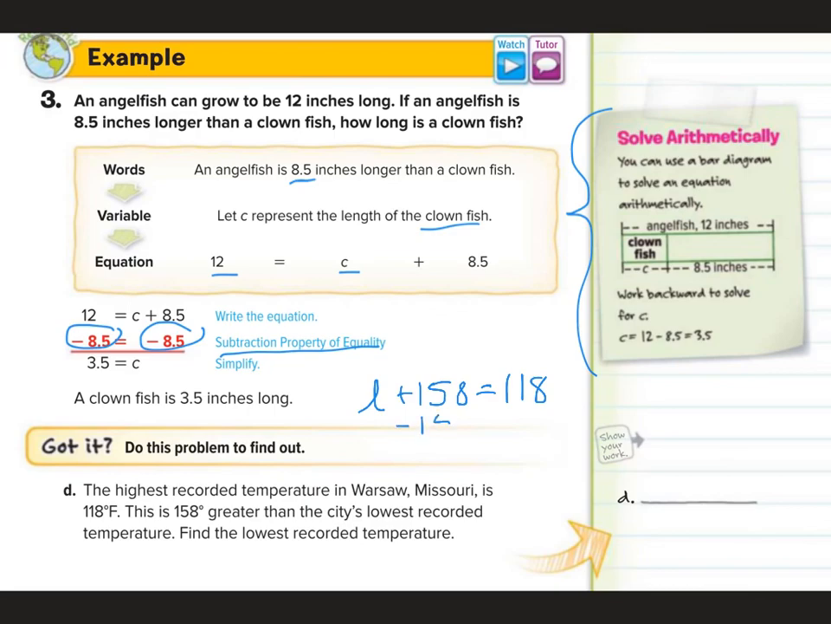So if I subtract 158 from both sides, I'll do some math on the side here because I know that if I take 158 minus 118, it'll give me the absolute value of my answer, and then the answer should be negative. So 8 minus 8 is 0, 5 minus 1 is 4, and 1 minus 1 is 0. So it's negative 40 degrees Fahrenheit is the lowest recorded temperature.